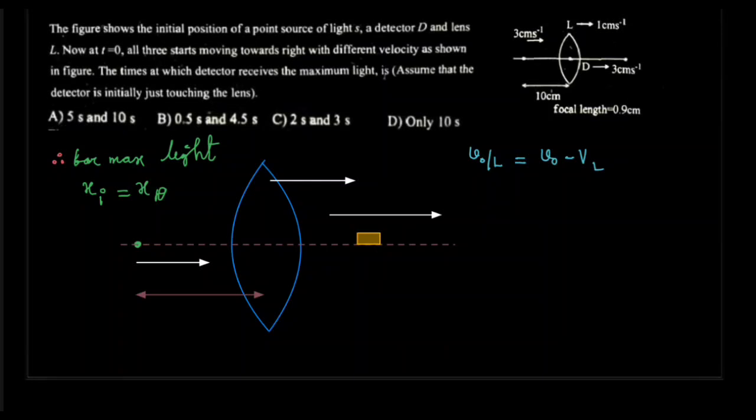And therefore the displacement of this object with respect to the lens can be written as the velocity of this object with respect to the lens into time. The velocity of the object is 3 minus 1, that is 2, into t. So this is the object distance change with respect to the lens after time t.